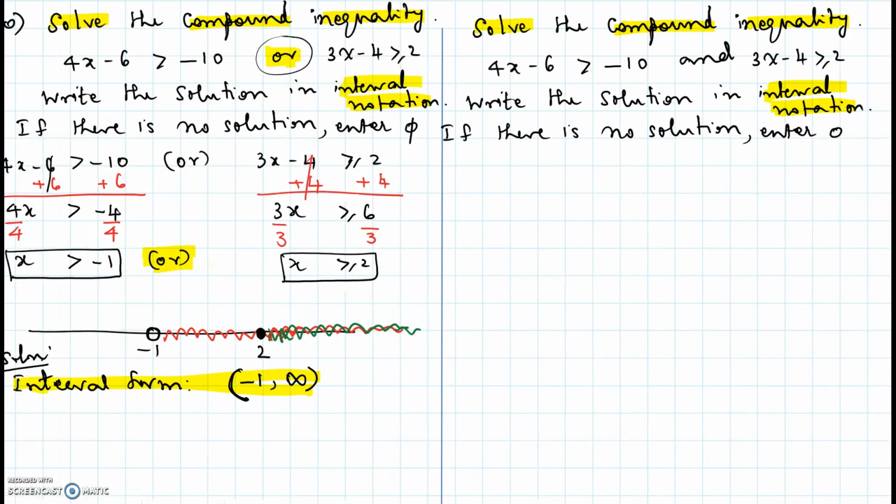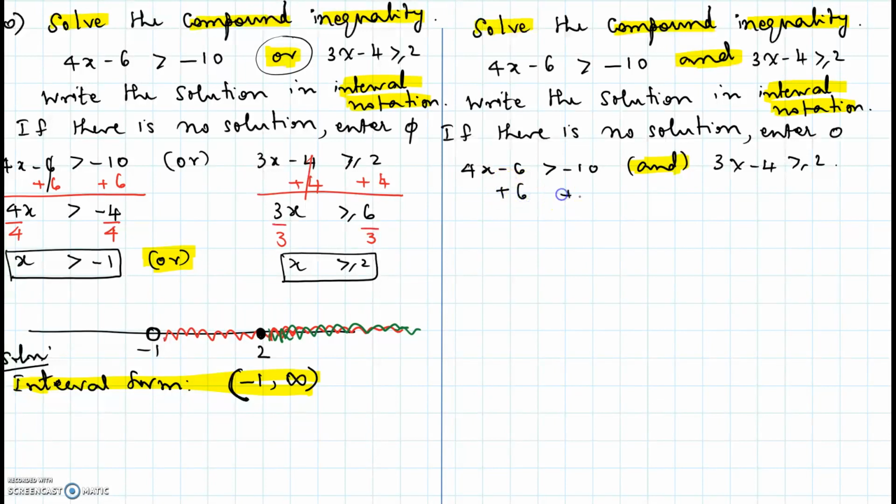Now I'm going to show you, if the same problem has and instead of or, if the two inequalities are compounded by and, how do you modify the answer? We do the problem the way we did, but how we connect them is the question. So let's take 4x minus 6 more than negative 10, and 3x minus 4 more than or equal to 2. Just as in the previous problem, we solve for x separately for these two inequalities, and only when you do the and part, you see how you want to give the answer.